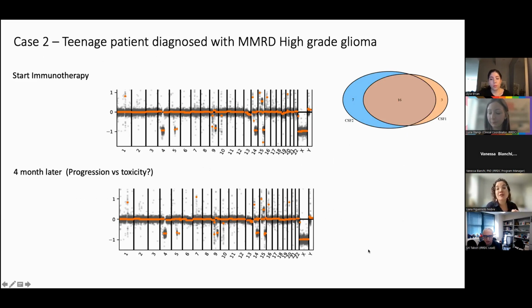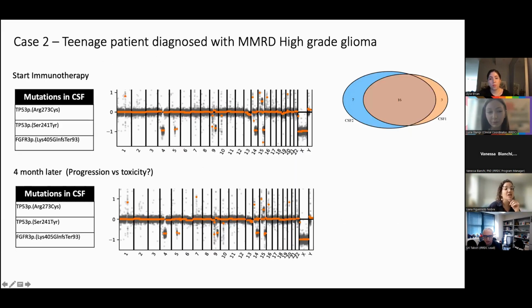Another example of a patient diagnosed with MMRD high-grade glioma. At the start of immunotherapy, this patient had mutations in FGFR3 and P53 present in the CSF, which were also present in his tumor at diagnosis, and we could also find copy number alterations in the tumor.